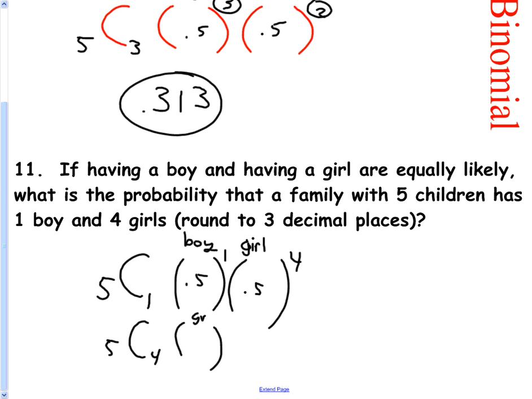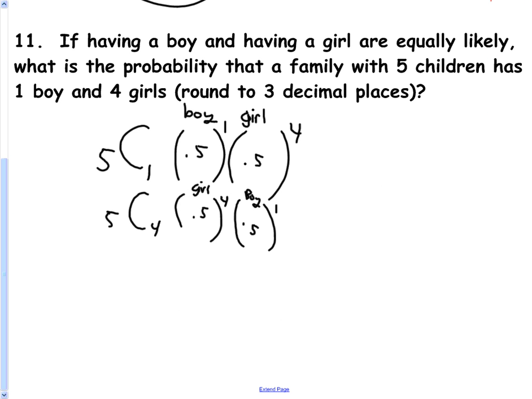I'd put girls first, and I'd put boys second. And the girls is 4, so I put a 4 here. That means this must be a 1. There's still 0.5 and 0.5. Why do those come out exactly the same as each other?